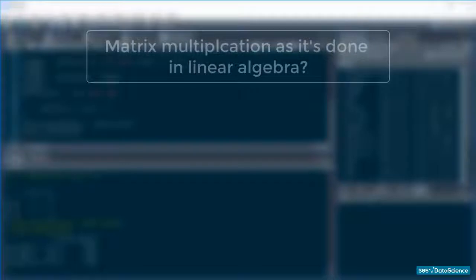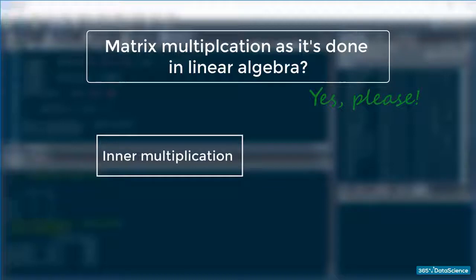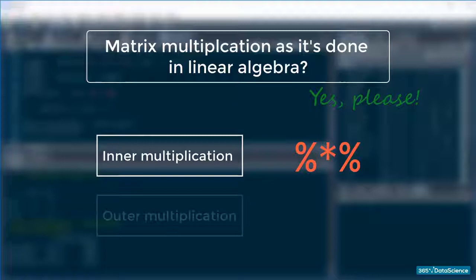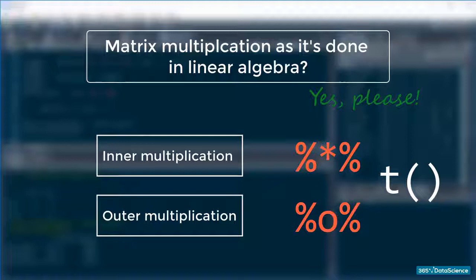If you are a linear algebra enthusiast, however, you may be hoping that matrix multiplication happens the way traditional matrix multiplication is supposed to happen. If this is what you're after, you just have to ask nicely. Inner multiplication happens when you use this operator. And outer multiplication when you use this one. Don't forget to transpose, though. We did this with the t function, remember? Of course, if you truly are a linear algebra enthusiast, that's probably the first thing that came to mind, didn't it?